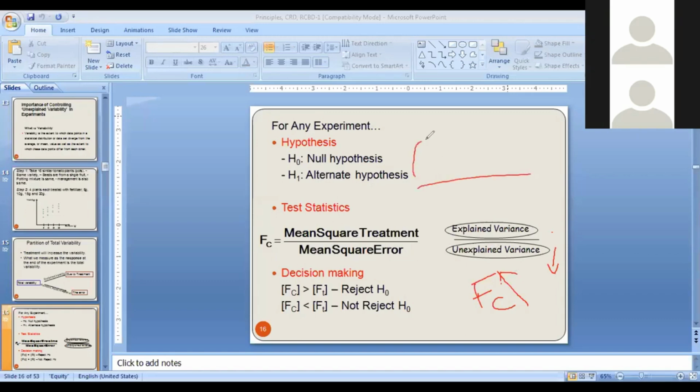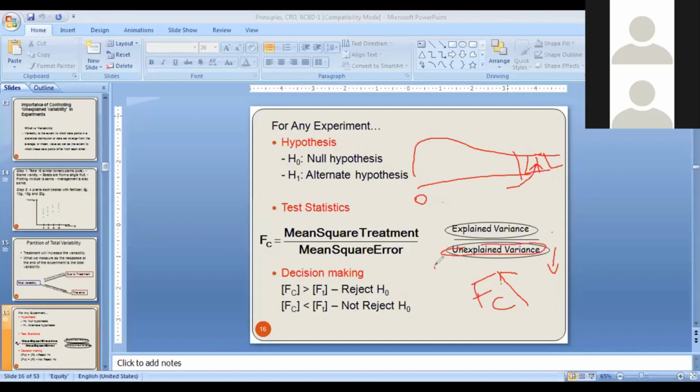This is the F distribution. Let's say this is our rejecting region. The F value starts from 0 and goes up to infinity. So whenever the F value increases, we definitely fall into the rejecting region. That means we conclude that there are some treatment effects. So the treatment effects can be identified easily when the unexplained variation is less.